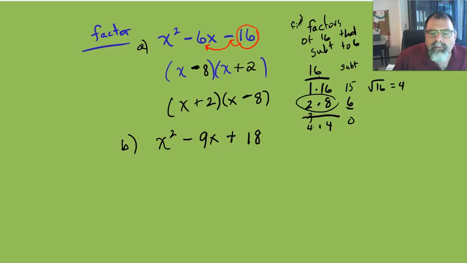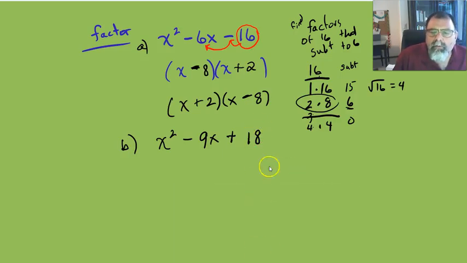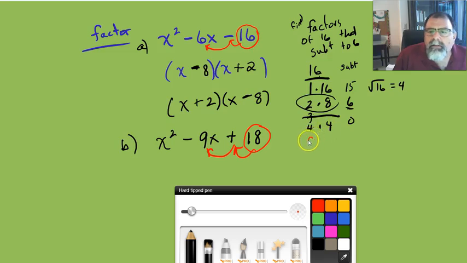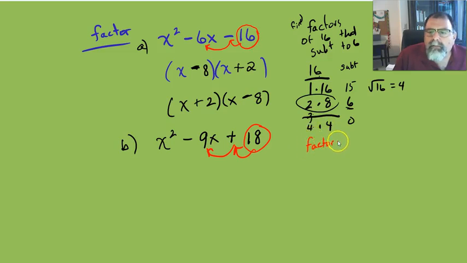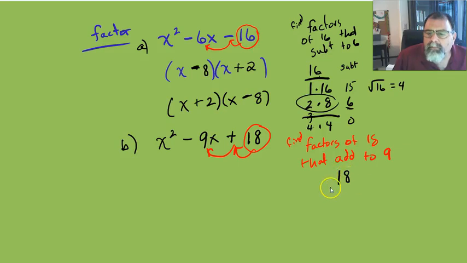So I want factors of 18 that add to 9. Let me try that again. Factors of 18 that add to 9. So we're finding factors that add to 9. Okay, so let's start with our 18.